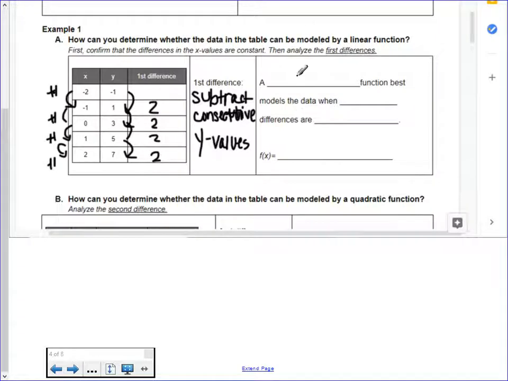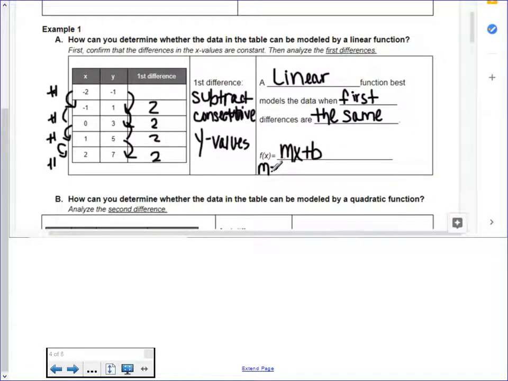You get the point. Okay, so a linear function best models the data when first differences are the same. So like we got 2 every single time. That's how you model a linear function. How you write a linear function is f of x equals mx plus b. Same thing as y equals mx plus b, but since we're talking about a function, they change y to f of x.